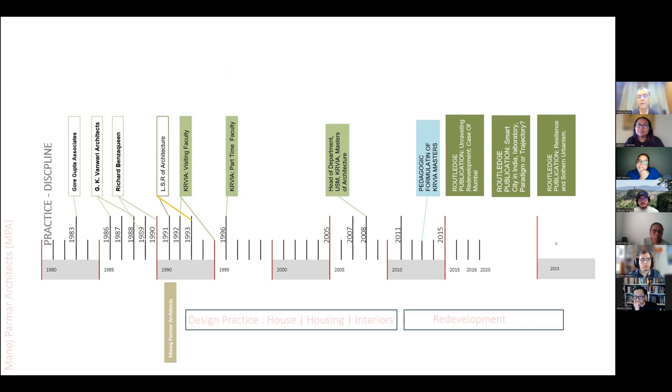Because the state is interested in redeveloping the entire stock of housing, creating new housing stock in a city like Mumbai, and trying to resolve the so-called affordable housing and housing for all policy. So this is where I am right now, and I wish to continue this redevelopment for many years from now onwards. And I will be happy to share some of our projects later on.